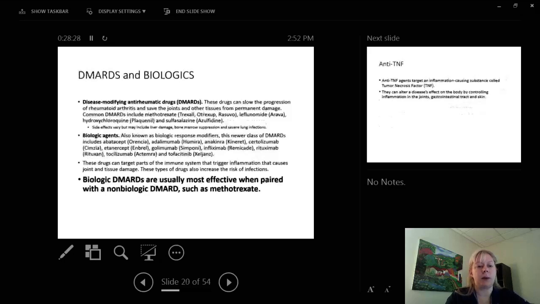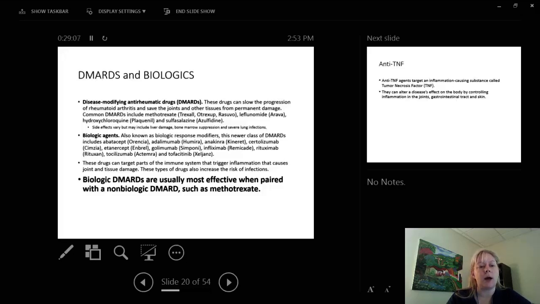There's the DMARDs and biologics medications. DMARDs stand for disease-modifying anti-rheumatic drugs. So you'll hear DMARDs. They can slow the progression, and also they can help save the joints from permanent damage. So they can slow it down, basically. So when you hear methotrexate, leflunomide, hydroxychloroquine, sulfasalazine, many patients are on a combination of a DMARD and a biologic, which I'll show you the guidelines, and then you can have access to that too.